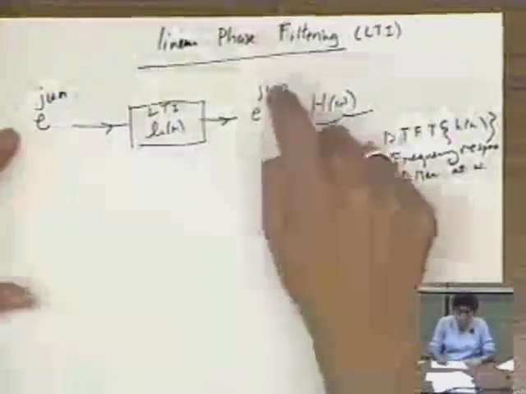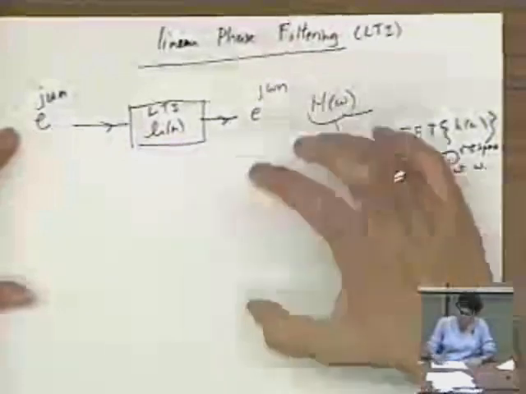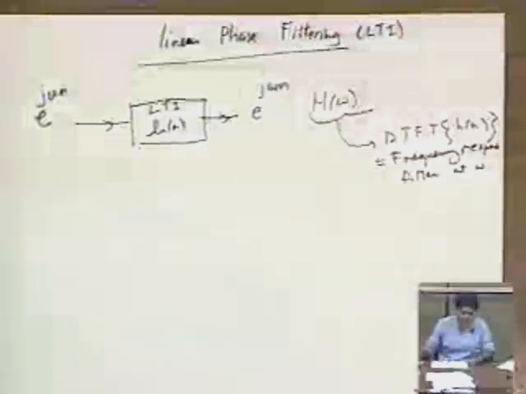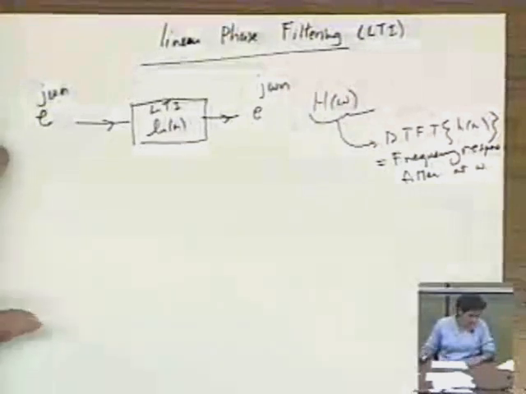So if you put in e to the j5n, a sinusoid of frequency 5, e to the j5n comes out, and depending upon what H of 5 is, the magnitude of that sinusoid either got bigger or smaller, or it just got scaled by H of 5.